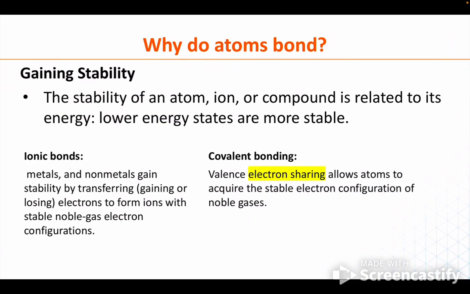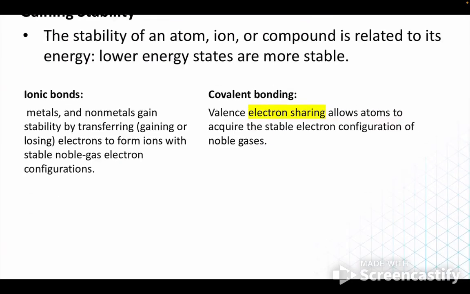So if you remember, ionic bonds are between metals and nonmetals, and that's the transfer of electrons. Covalent now is going to be where they're sharing their valence electrons, and by doing that, they're still going to be able to acquire that stable octet of electrons.